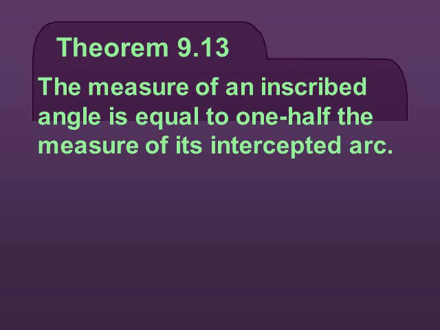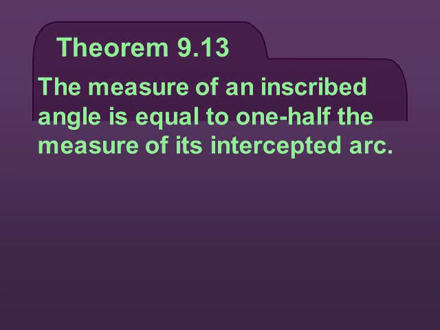Okay, so we're going to start with Theorem 9.13. The measure of an inscribed angle is equal to 1/2 the measure of its intercepted arc. Now, in order to prove this theorem, we have three possible ways we could have an inscribed angle. So this is actually three proofs to prove this one theorem.